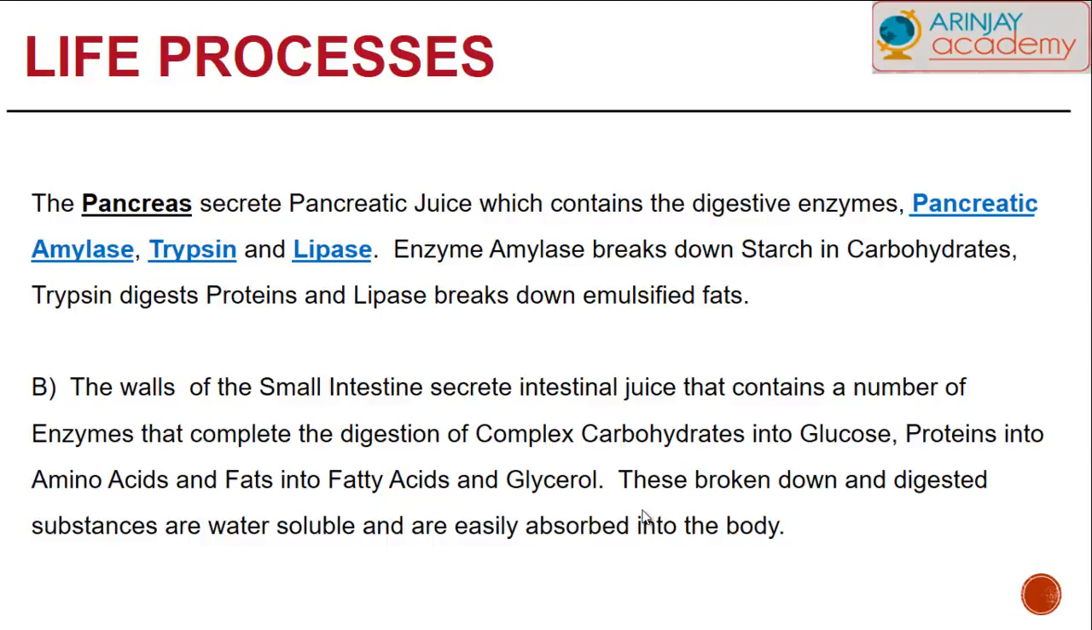The walls of the small intestine secrete an intestinal juice that contains a number of enzymes that complete the digestion of complex carbohydrates into glucose, proteins into amino acids, and fats into fatty acids and glycerol. These broken down and digested substances are water soluble and are easily absorbed into the body. The absorption takes place through the small and the large intestine also, and then the absorbed food is carried and distributed to all the parts of the body.